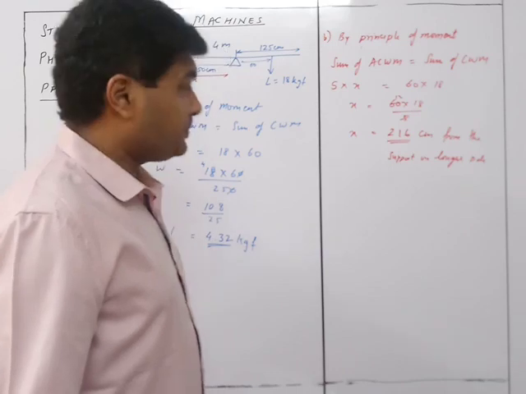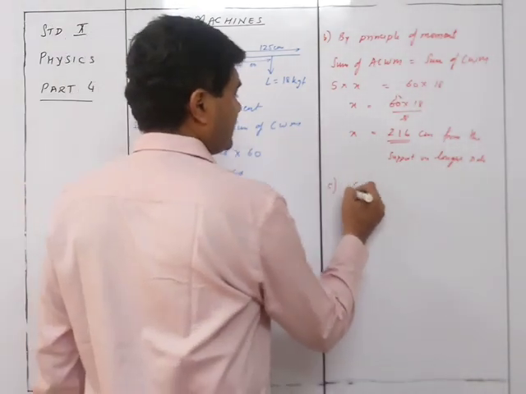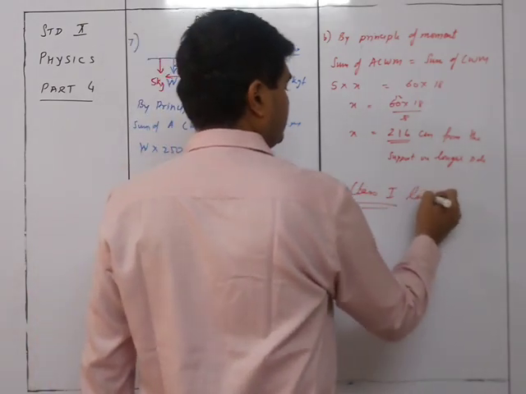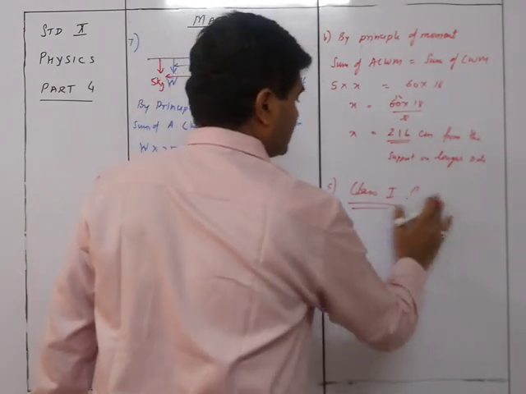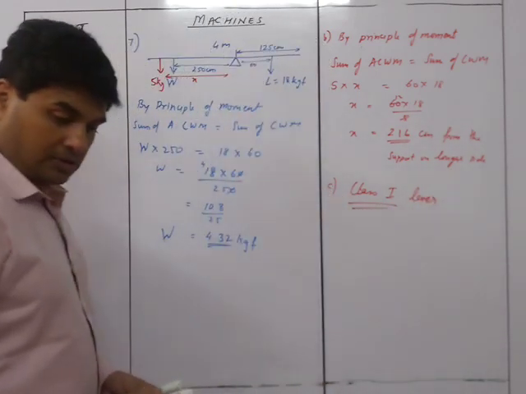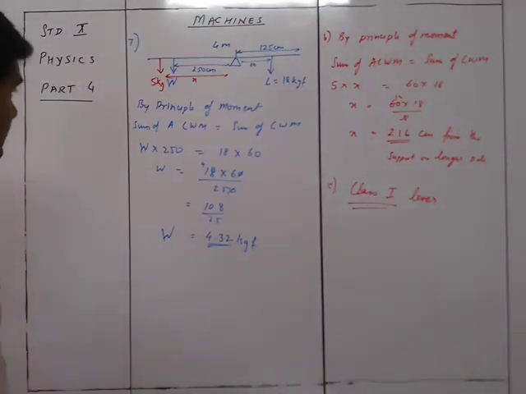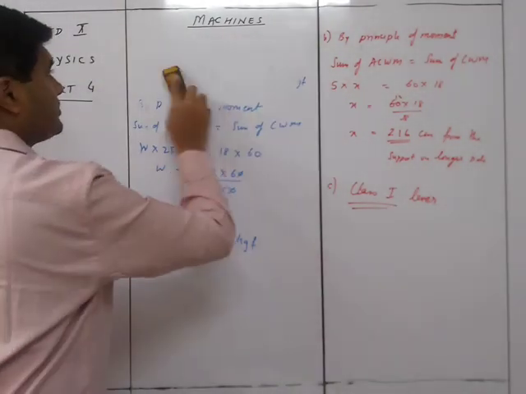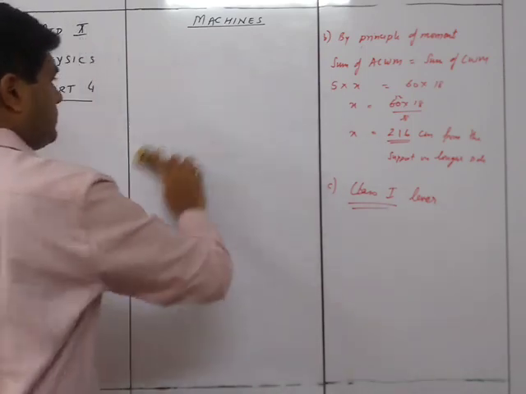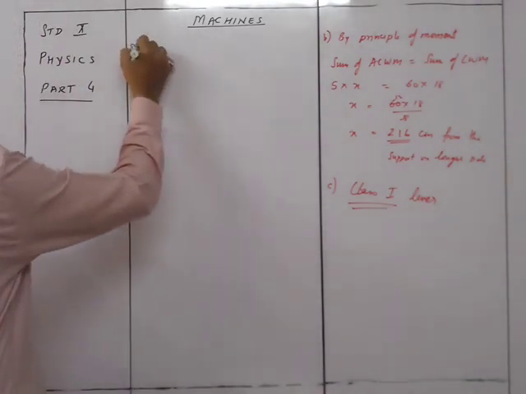To which class does it belong? So of course this is class 1. So the C part is class 1. Class 1 lever. We now move on to sum number 8.